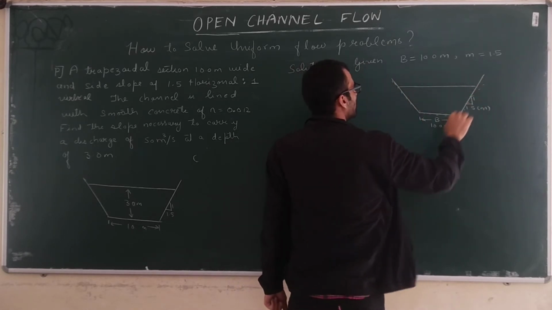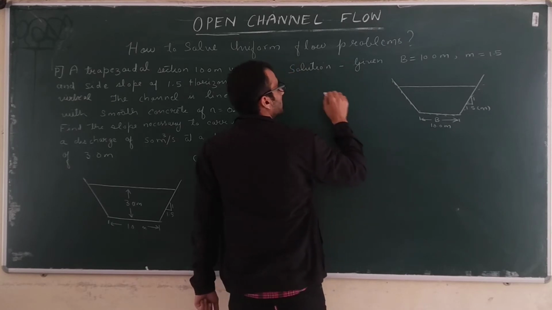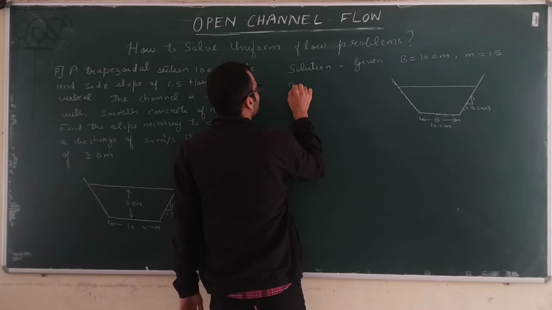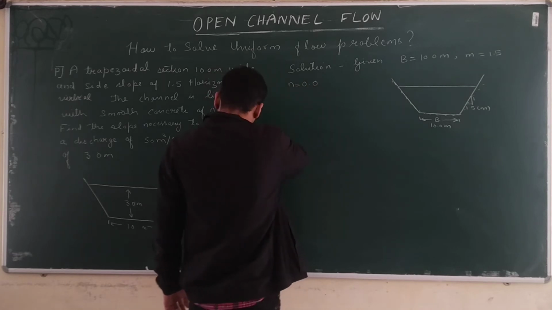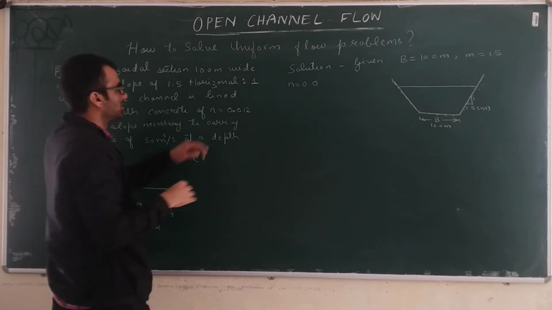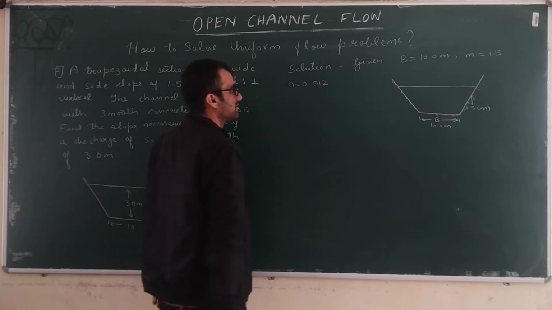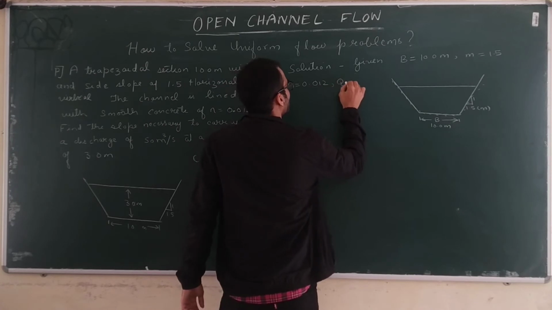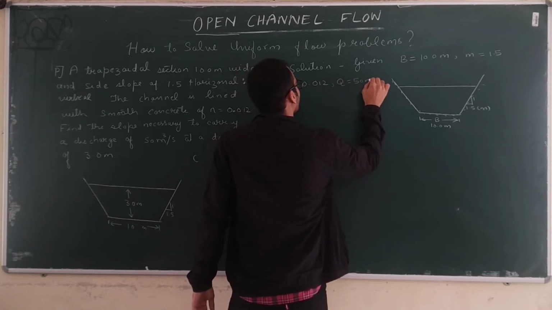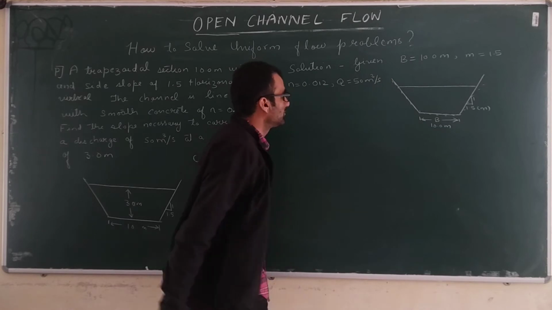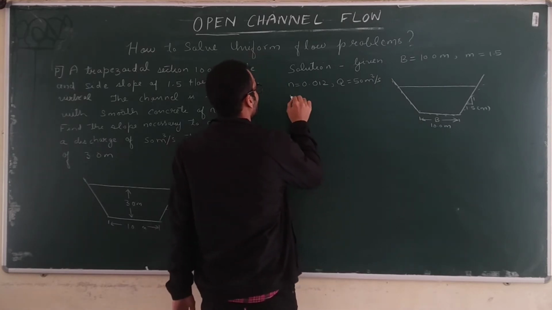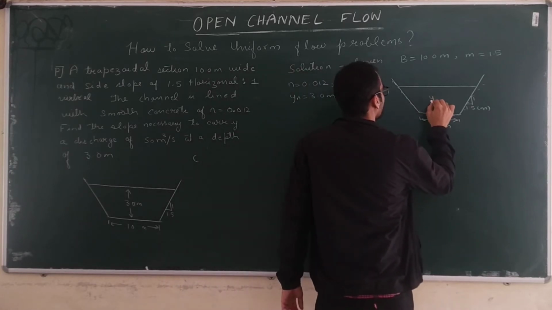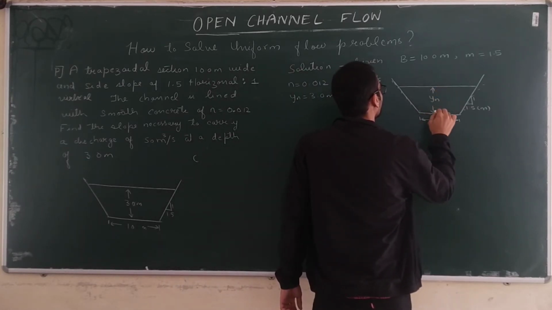The lining material is concrete, and we know Manning's roughness constant, n, is 0.012. Next, we know how much discharge we need to pass through this channel, that is 50 meter cube per second, and we also know at what depth we need to pass it: the depth is 3 meters.